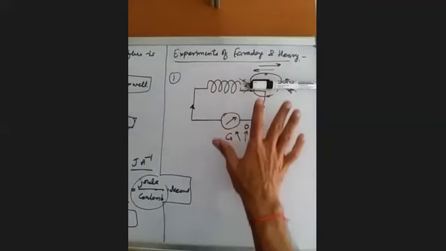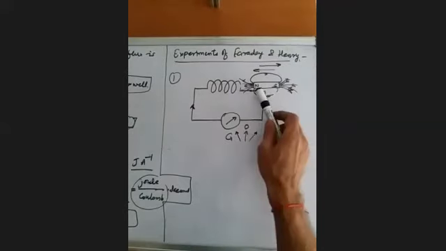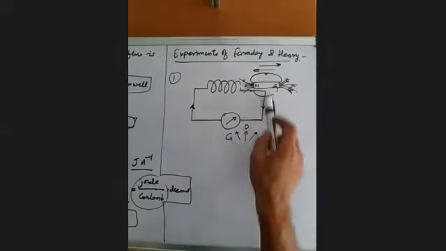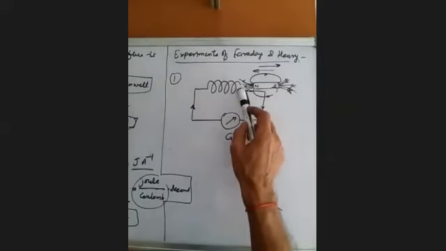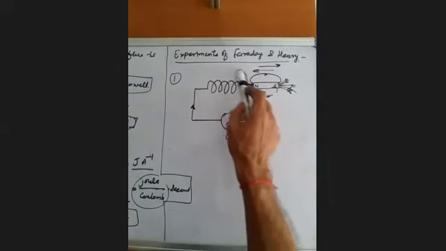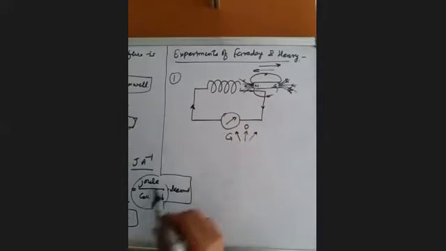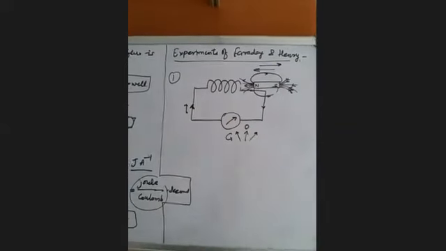So that is what we understand from this experiment. We can understand that the current is induced in a closed circuit when the magnetic field linked to that closed circuit is changing. But when the magnetic field linked to the closed circuit is not changing, no current is induced in the circuit.